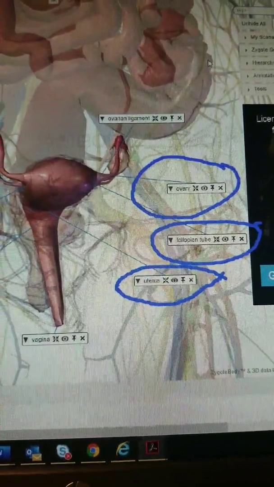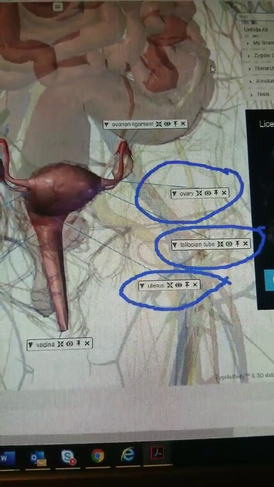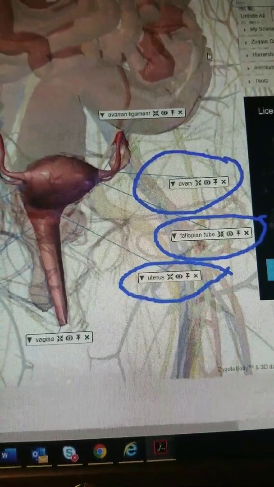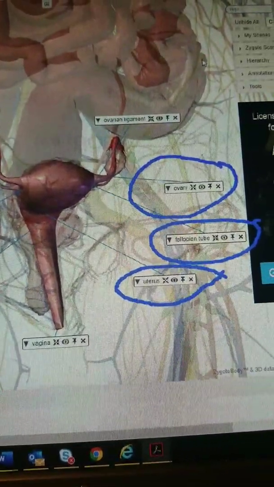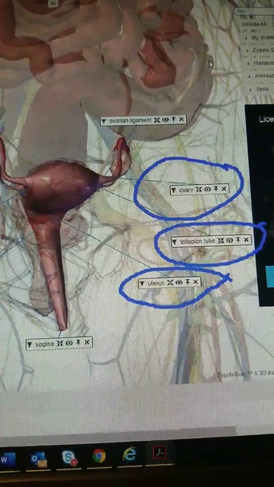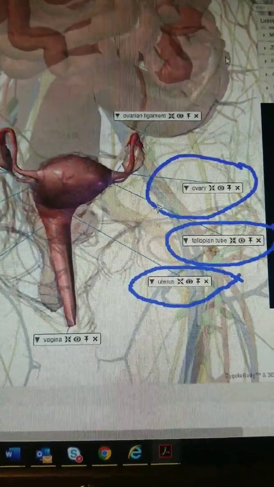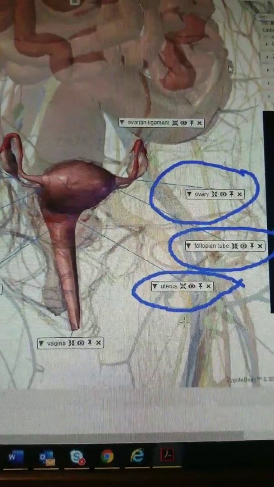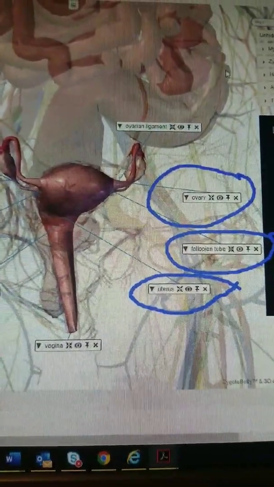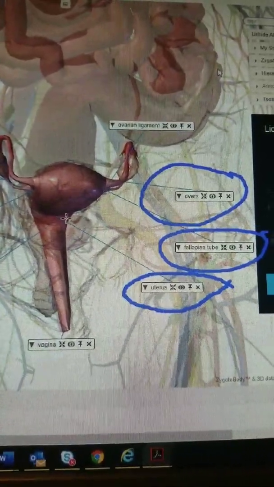This is Module 8 for the Anatomy and Physiology Lab number 15. The instructor is Bennett. In this portion I'm going to talk about 3 major components of the female reproductive system. I went ahead and circled 3 parts, which are the ovary, the fallopian tube, and the uterus. And over here again is the ovary, fallopian tube, and the uterus.